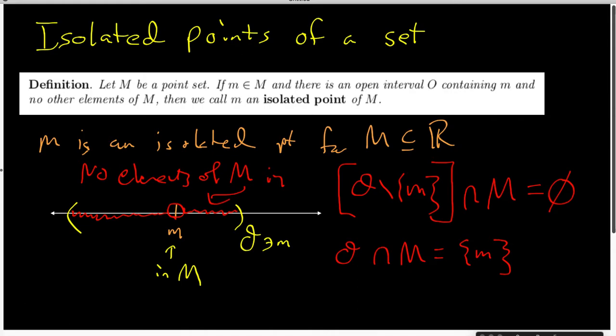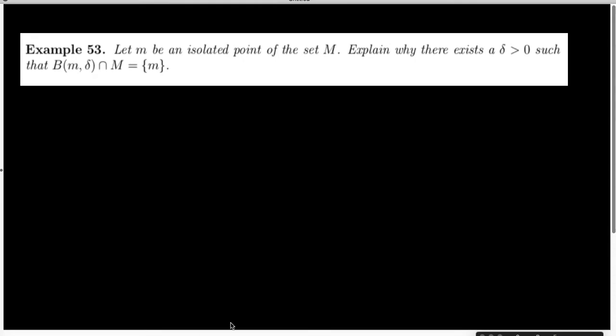Now, there's nothing special about open intervals, and that brings us to the next problem, which is problem 53. Problem 53 asks us to explain why an isolated point has the property that we can find a delta ball centered at that isolated point, such that the intersection with the set M is just the singleton set containing little m. You should definitely stop the video and copy this example down as well. You should try and work this example before restarting the video, and then compare your solution to the work that I will do. So hopefully you've done that.